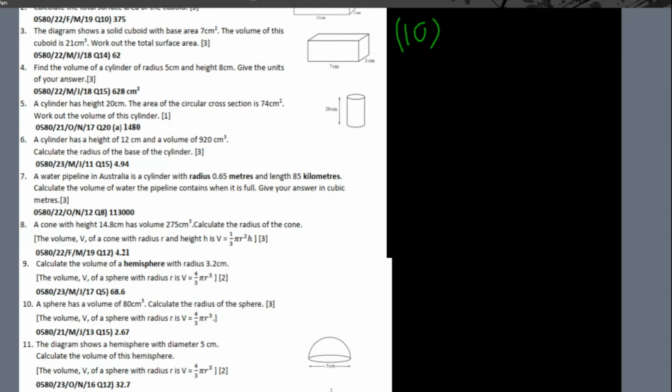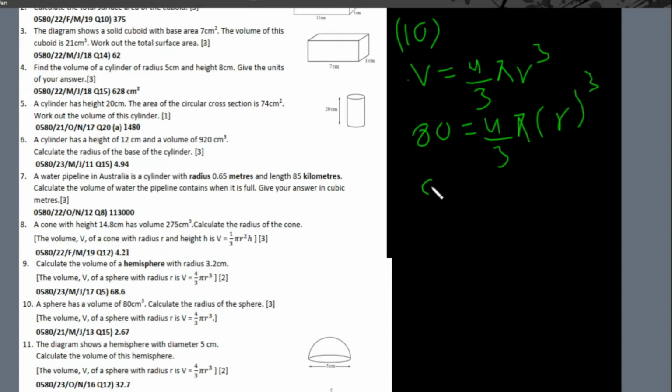A sphere has volume 80. Calculate the radius of the sphere. The volume is 4 over 3 pi r cubed, so 80 equals 4 over 3 pi r cubed. We need to find r cubed. Now make r the subject: 80 times 3 over 4 pi, and take the cube root of this.